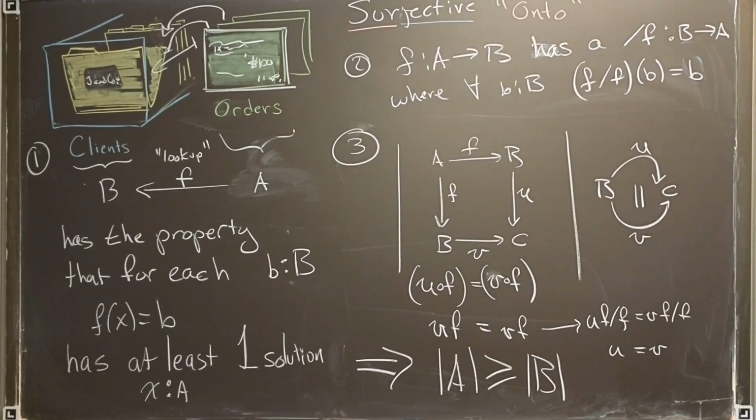If the size of A is at least as big as B, then there will be at least one surjective function from A to B. That's how mathematicians begin to decide how big a set really is. They place a surjective function from one to the other.